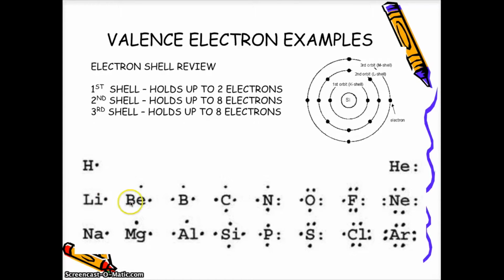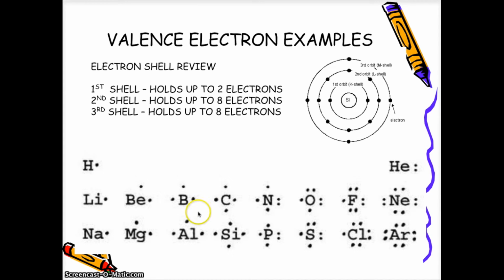Likewise, beryllium, which is number 4, has 4 electrons, so there's 2 in the first shell, 2 in the second shell. Boron is number 5, so it's got 2 in the first shell, and we're showing the 3 in the outer shell here, and so on. So you're going to see that as we move all the way across. Now, this is what's following the octet rule.